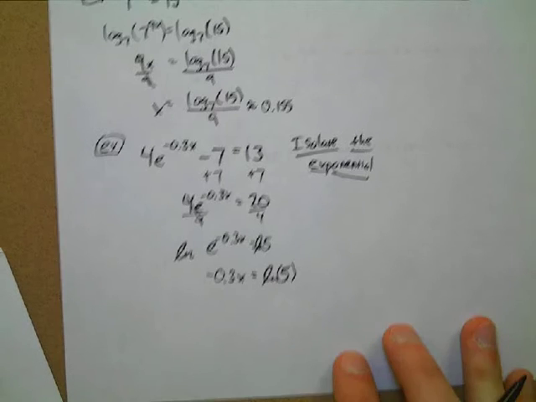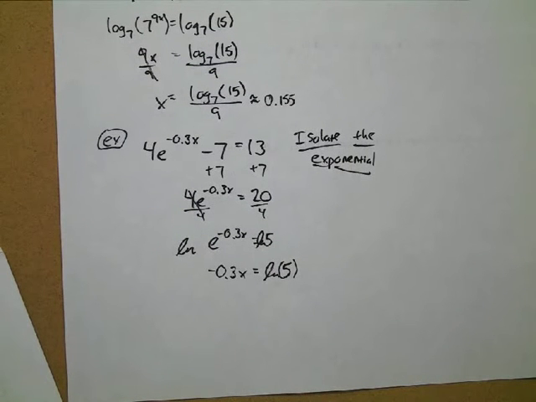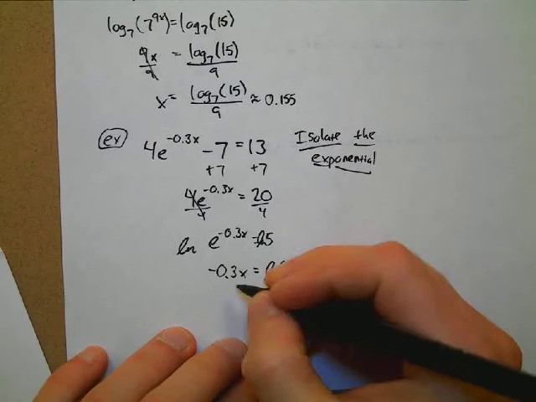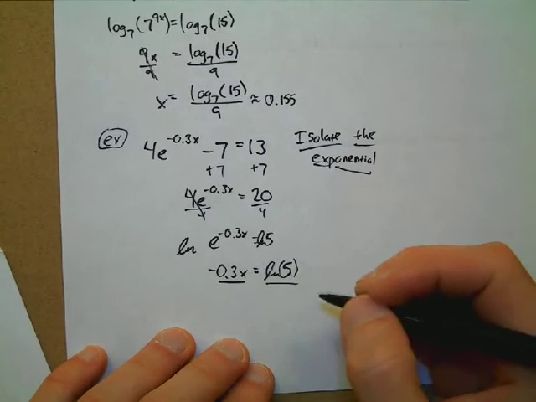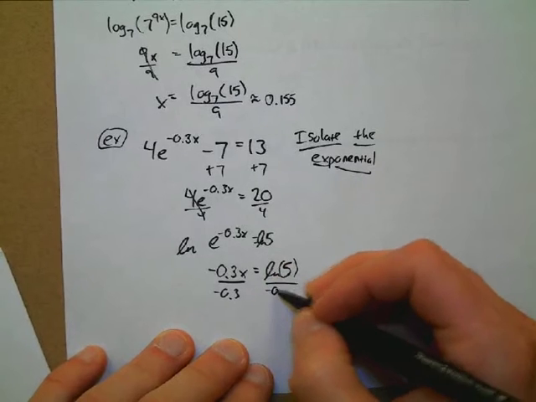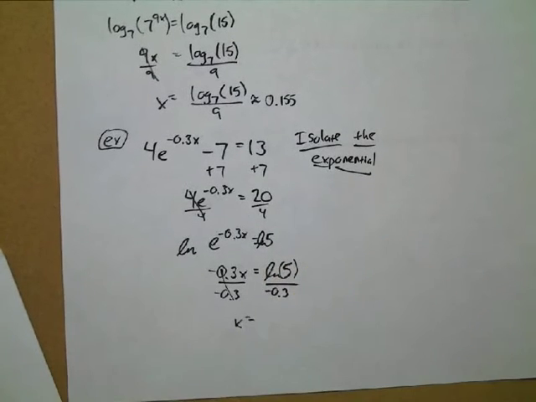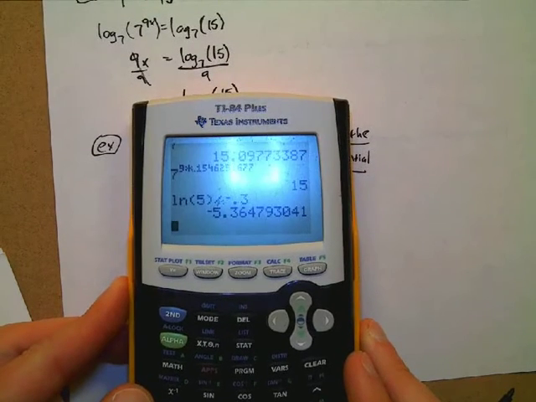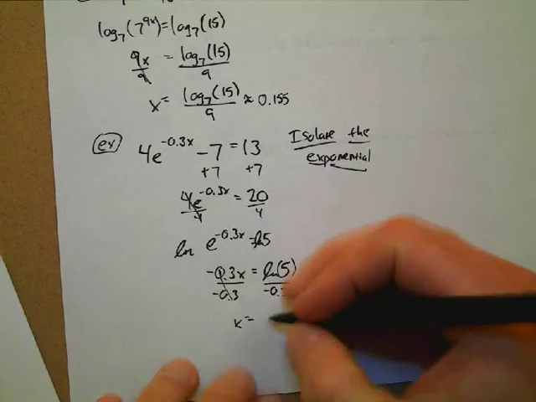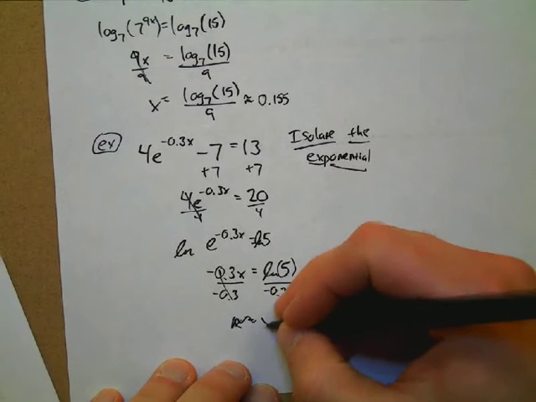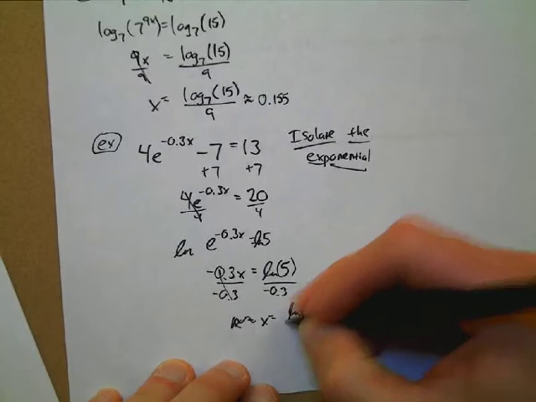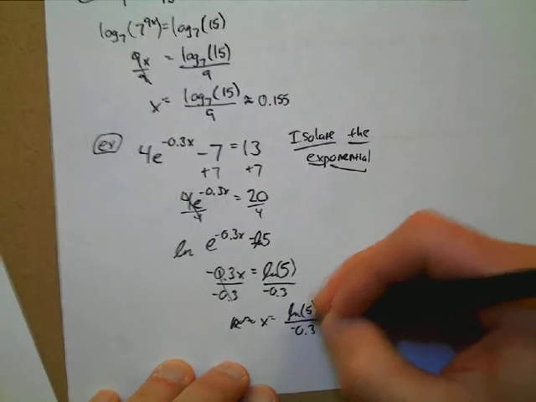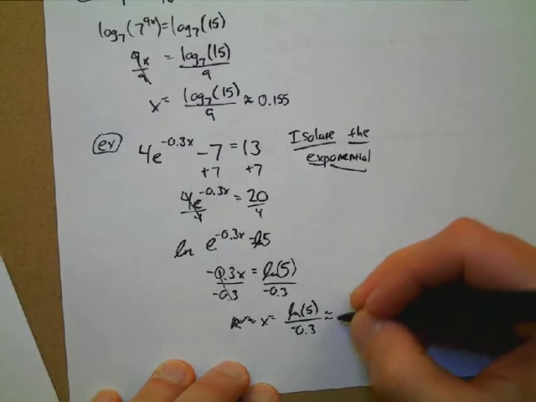And then how can I get the x by itself here? What should I do to both sides now? Divide both sides by negative 0.3. Exactly right. So x equals natural log of 5 divided by negative 0.3. When I type that in my calculator, we get about negative 5.365. So the exact answer is natural log of 5 divided by negative 0.3, but approximately it is negative 5.365.